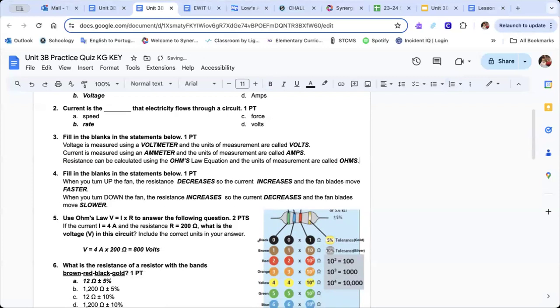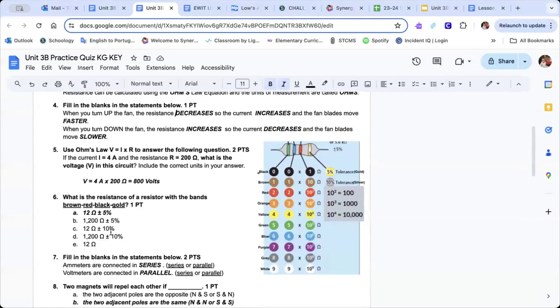Question 4 is also from entry 6 about resistance. When you turn up a fan, right, you need more air blowing on you. You are making the resistance decrease. So the current increases. More current means the fan blades move faster. When you turn down a fan, the resistance is increasing. The current then is decreasing and the fan blades move slower. So more resistance is less current. Less resistance is more current.